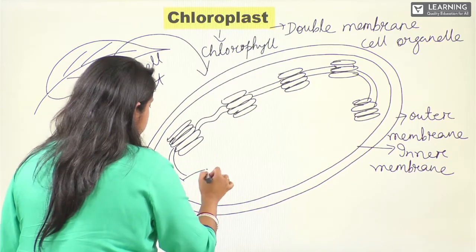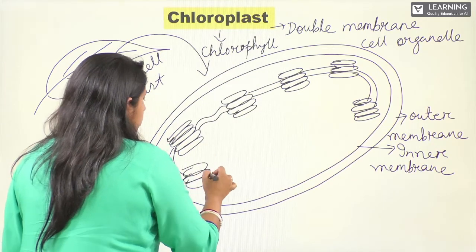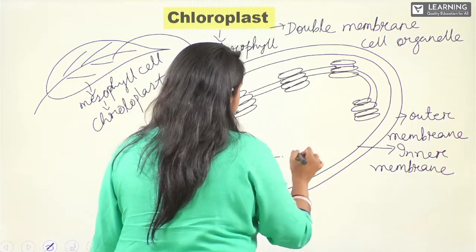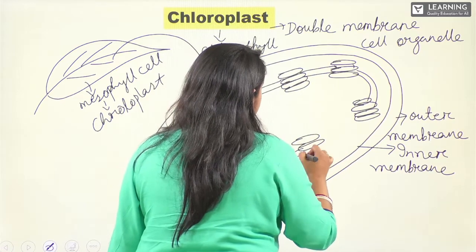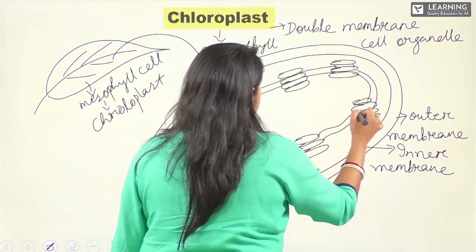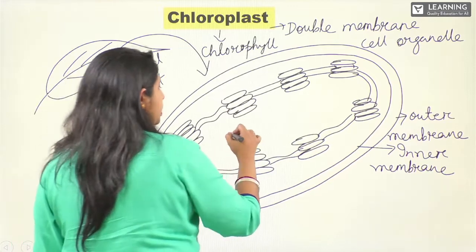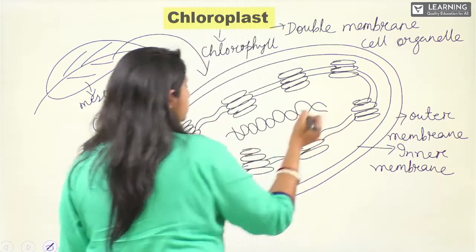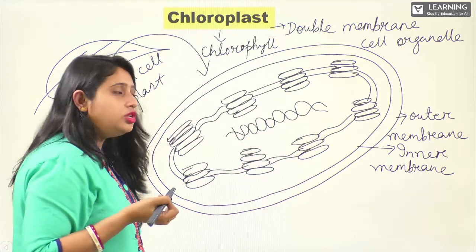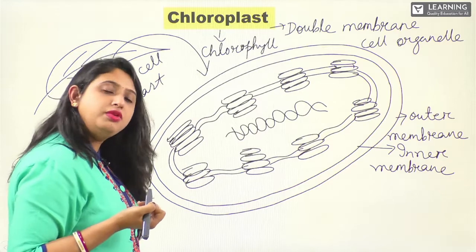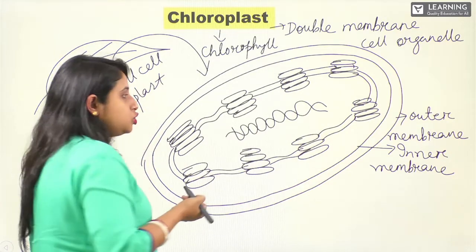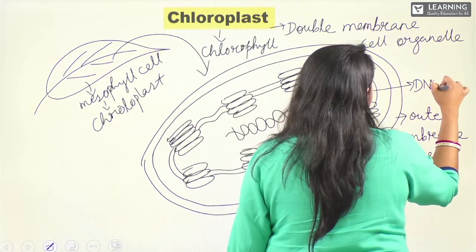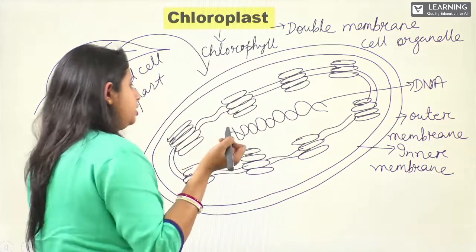Let me draw it. Like this, it is continuous inside the inner membrane. Now here you will find the genetic material also. The chloroplast has its own genetic material, that is DNA. That's why they are semi-autonomous cell organelles.